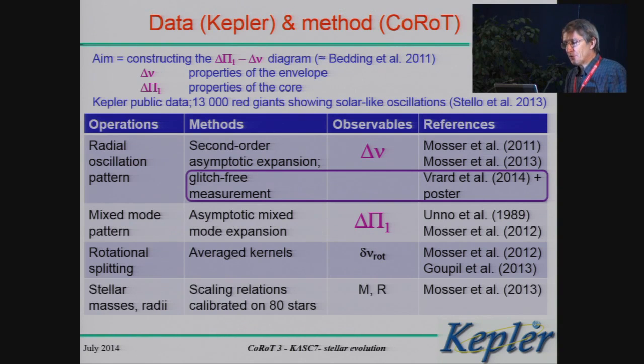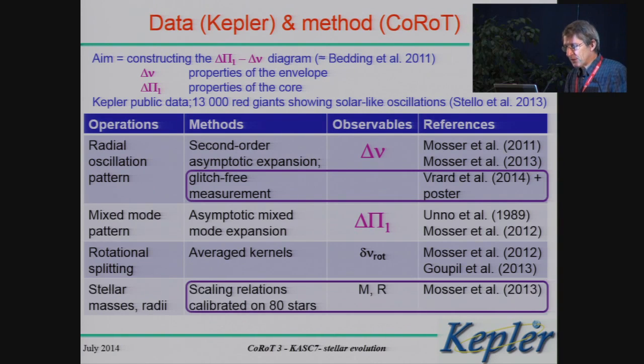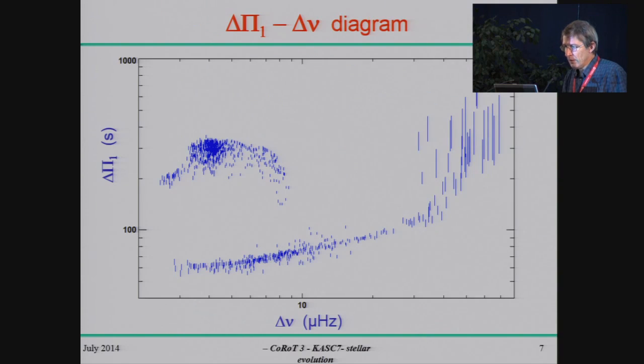An asymptotic mixed mode expansion is also necessary to extract this parameter. So it's asymptotic, but it works, and it works well. Another caveat is that scaling relations can be calibrated not only on the sun, as many people do, but on many stars. And in that respect, it is certain that you have better calibration when you don't calibrate only on the sun, but on many stars all along the evolution.